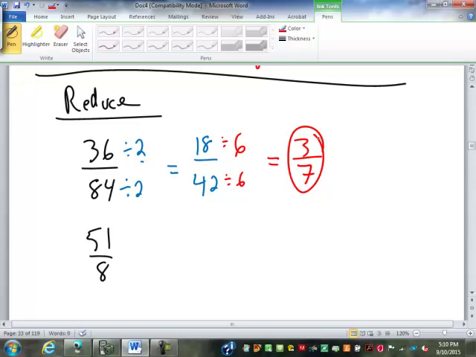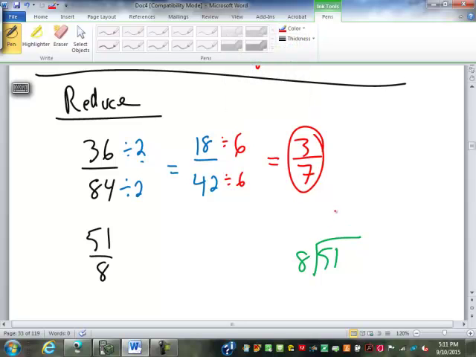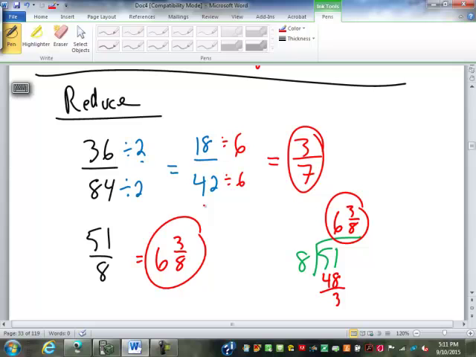Good deal. 51 over 8. I'm going to set it up as 51 divided by 8. How many times does 8 go into 51? Well, 6 times 8 is 48. That leaves me with 3. So 6 and 3/8. How many got 6 and 3/8 for that one? Good deal.